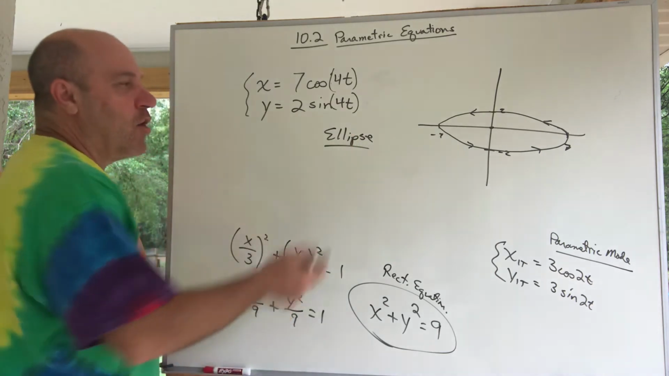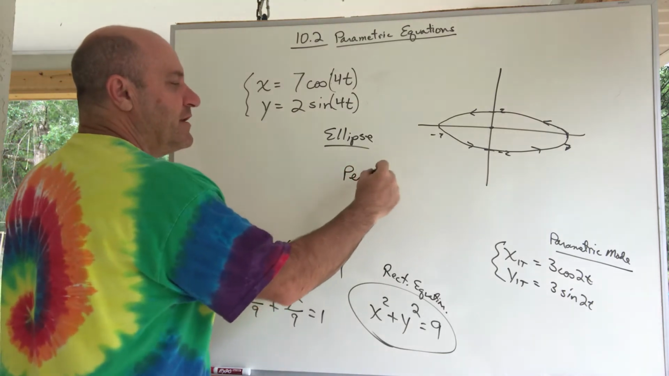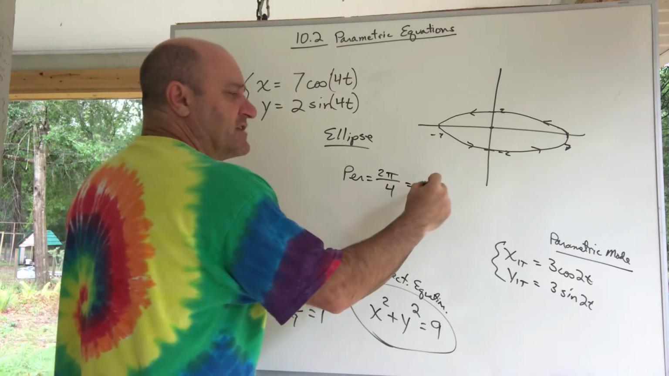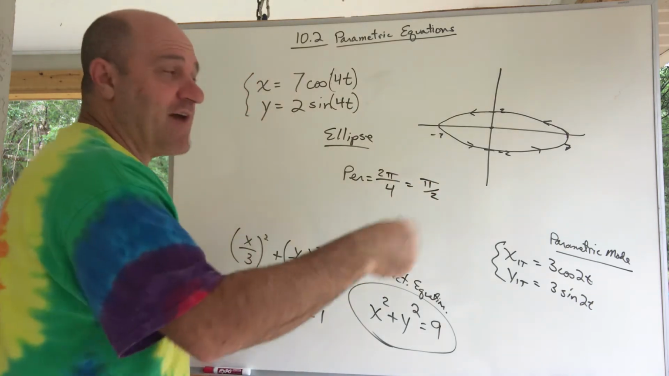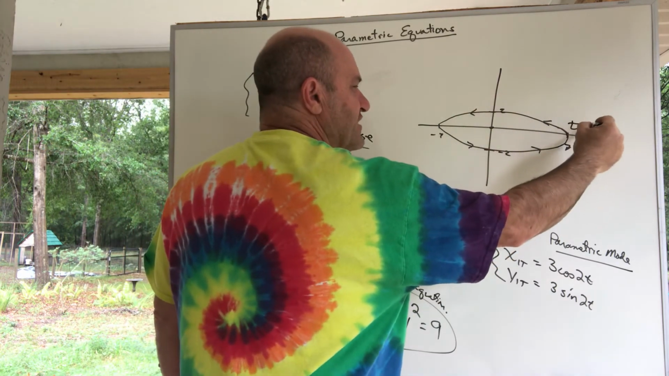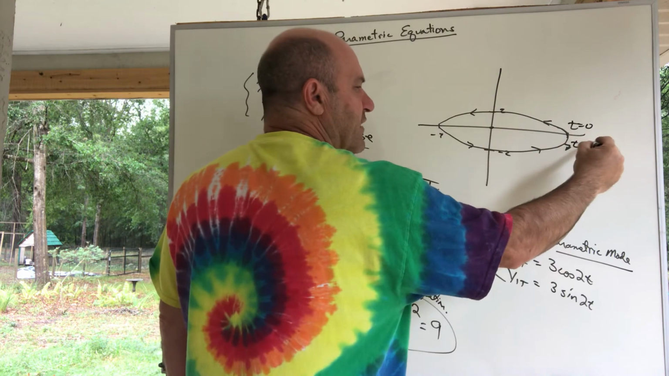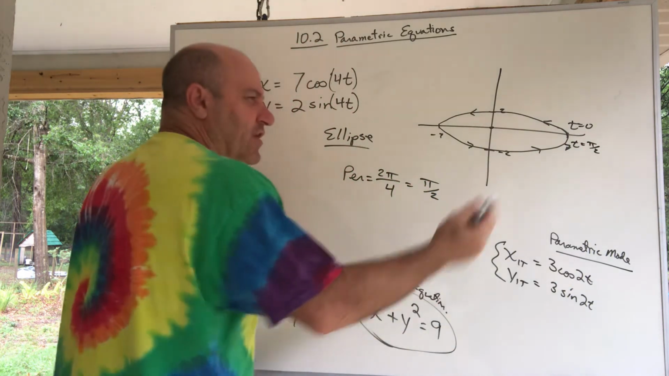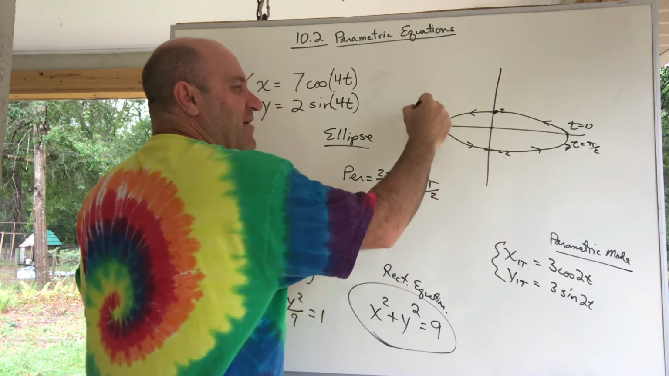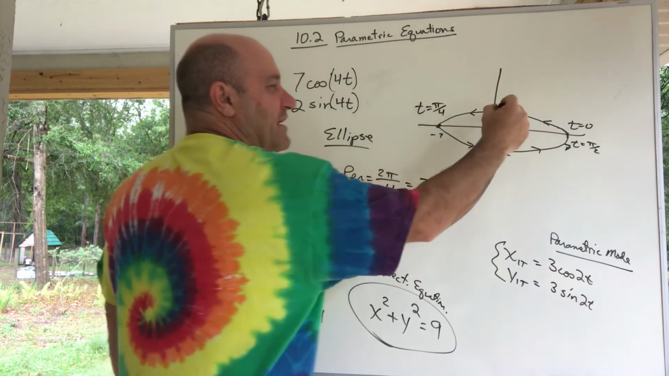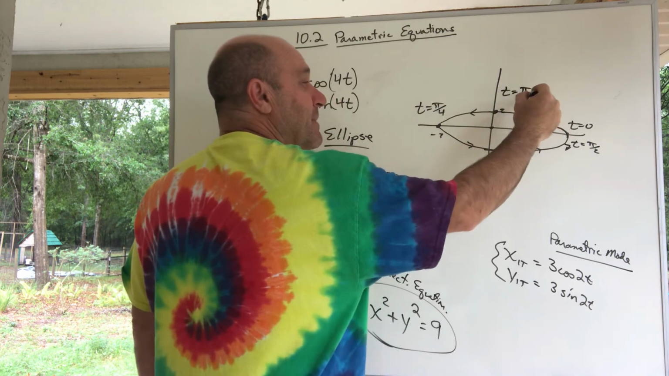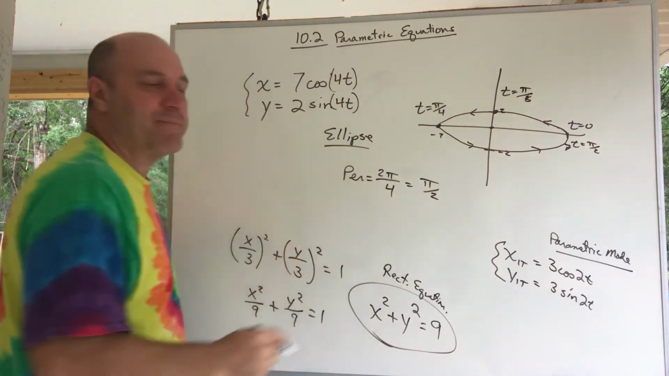Oh, by the way, what's the period of this one? The period is 2 pi over 4. So this one's really traveling faster. It's got a shortened period. That means it's traveling faster. That means it completes one full cycle. It starts here at 0. It completes one full cycle at pi over 2. So when is it here? Half of pi over 2, pi over 4. When is it here? Half of that, pi over 8. So, anyway.